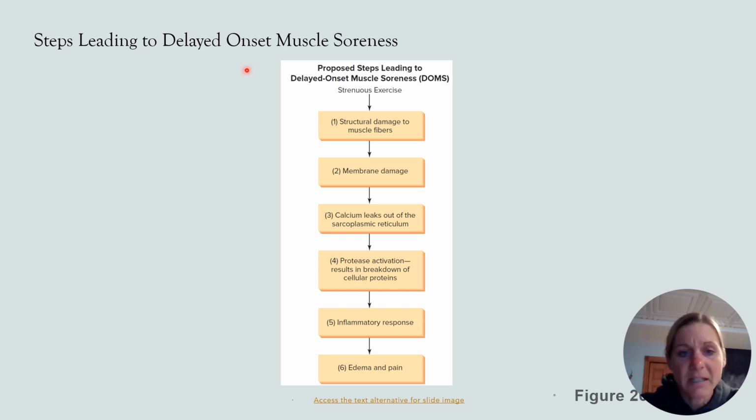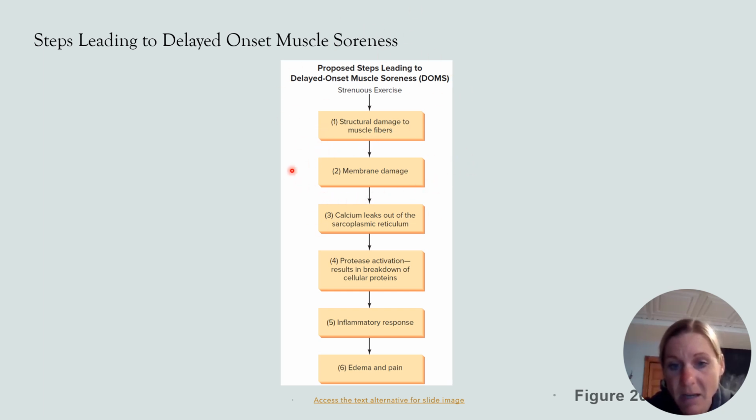So when you think about the steps leading to DOMS, or delayed onset muscle soreness, here we're taking a look at what's happening from a physiological perspective. The proposed steps, number one: we're going to experience structural damage to those muscle fibers. So again, understanding the actin and myosin and the microfilaments that make up those molecules, and their interaction in order for us to experience muscle contraction, we're going to see some structural damage or micro tears, as I mentioned, when we complete eccentric action, which is the lengthening of that muscle. So we'll see some damage within the muscle fibers themselves.